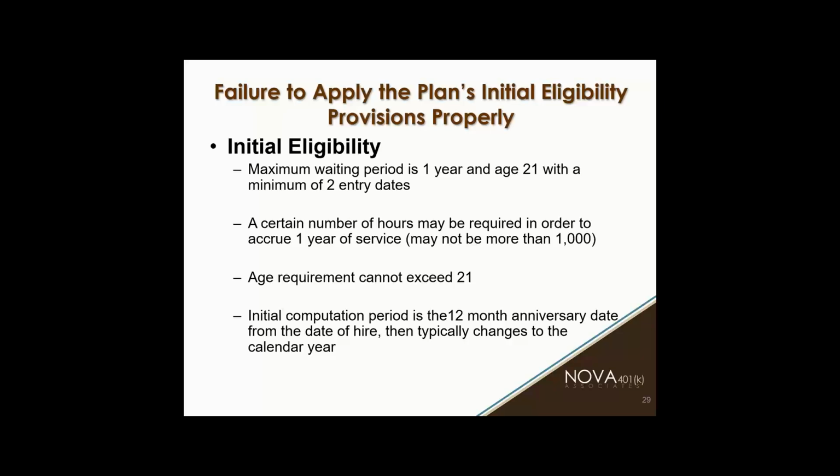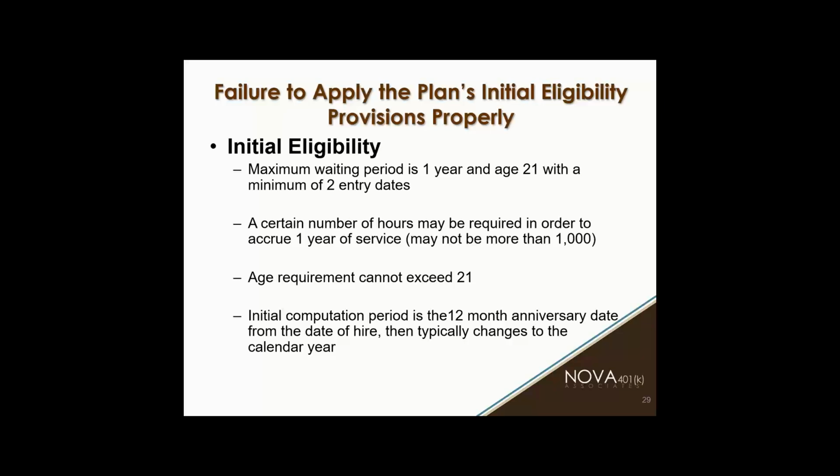So just so you know, there is a maximum waiting period that plans can apply. I always like going through this slide because I'm not sure employers understand how the 1-year waiting period really works, and it's important. I know some of the plans have less. Some of you on this call have a shorter waiting period. That's okay, but the maximum is age 21 and 1 year of service with a minimum of 2 entry dates. Typically, a certain number of hours may be required, and usually are. That number can never be more than 1,000 hours.